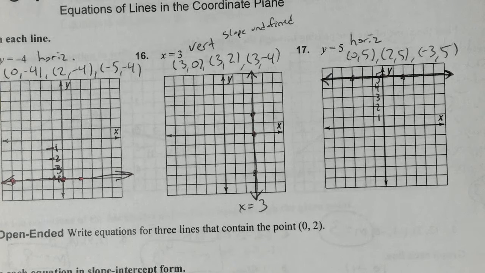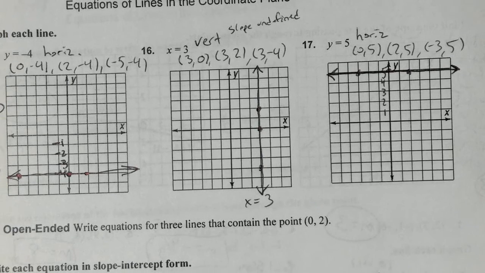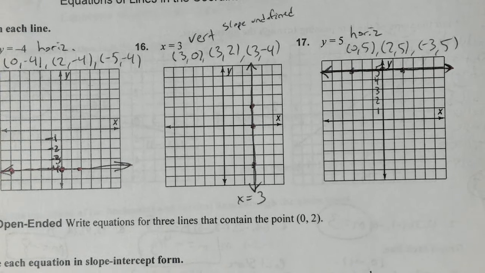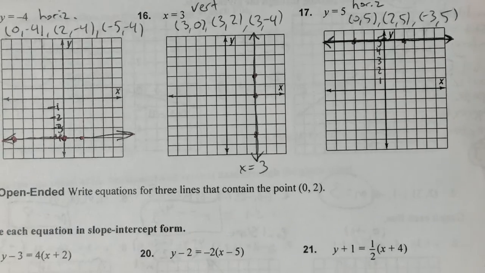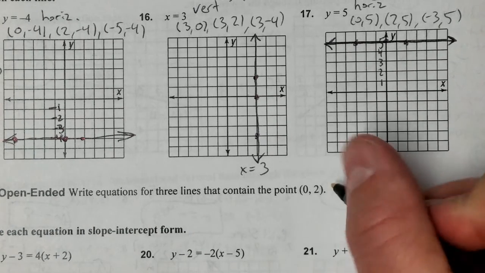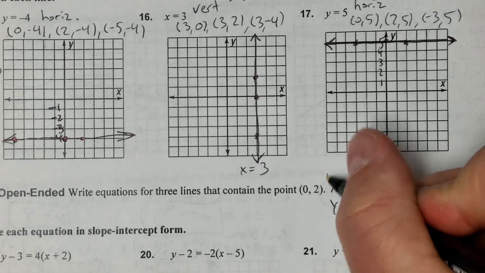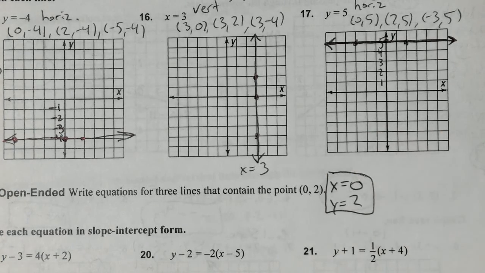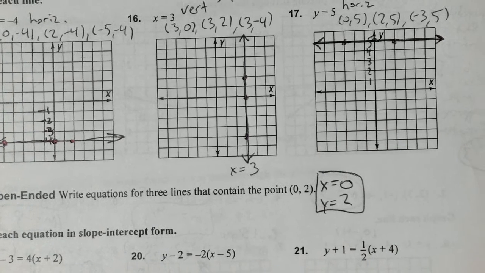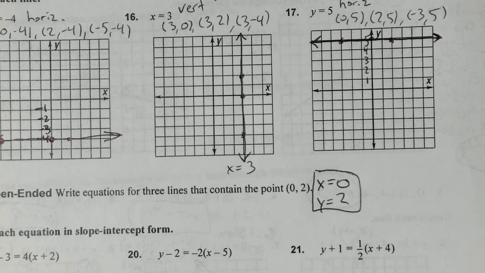Okay. Now on number 18, it has an open-ended question that says write equations for 3 lines that contain the point 0, 2. There are many correct answers. 2 for sure that I want you to know are x equals 0 and y equal 2. So that's going to be 2 of them. Before I get to any more, I wanted to show you how to graph these.